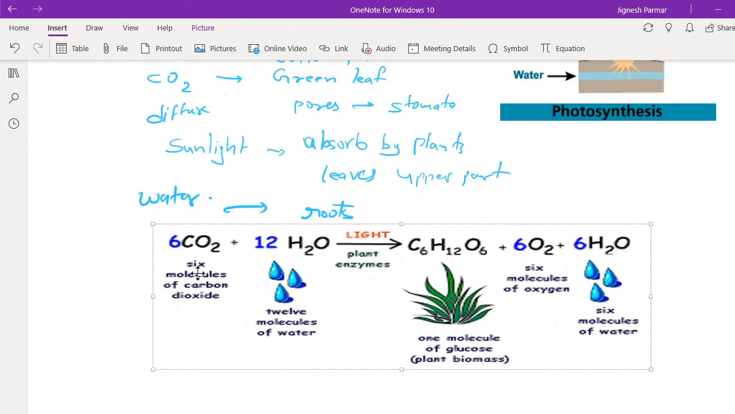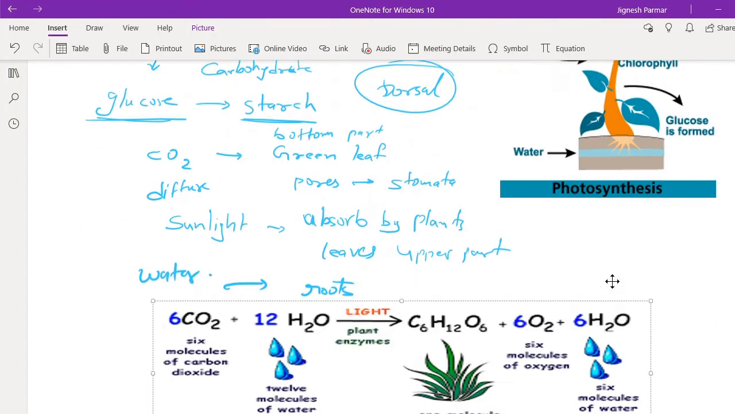Look at the equation. 6 molecules of carbon dioxide react with 12 molecules of water in the presence of light and plant enzymes. It gives 1 molecule of glucose, called plant biomass, along with 6 molecules of oxygen, and 6 molecules of water vapor also come out. That can be used up.